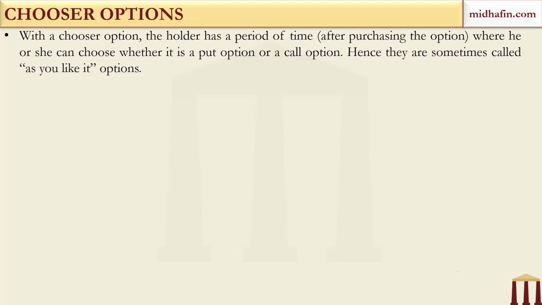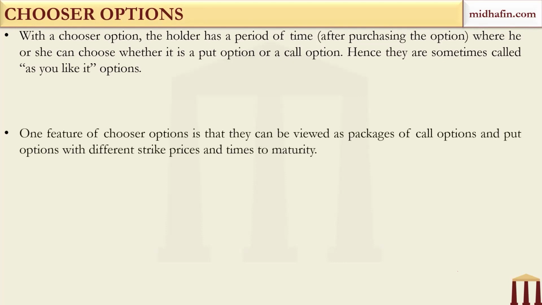Chooser options are mostly very, very costly because the seller of the option is always under obligation. No matter if the price increases or decreases, he is always under obligation. They are very costly to put in place because you can choose at maturity. Only the strike price and the maturity are defined. If the asset price is lower than the strike price, you will choose it to become a put option. If the asset price is greater than the strike price, you will choose it to become a call option. So no matter what happens, the seller is always under obligation. There is a lot of cost involved.